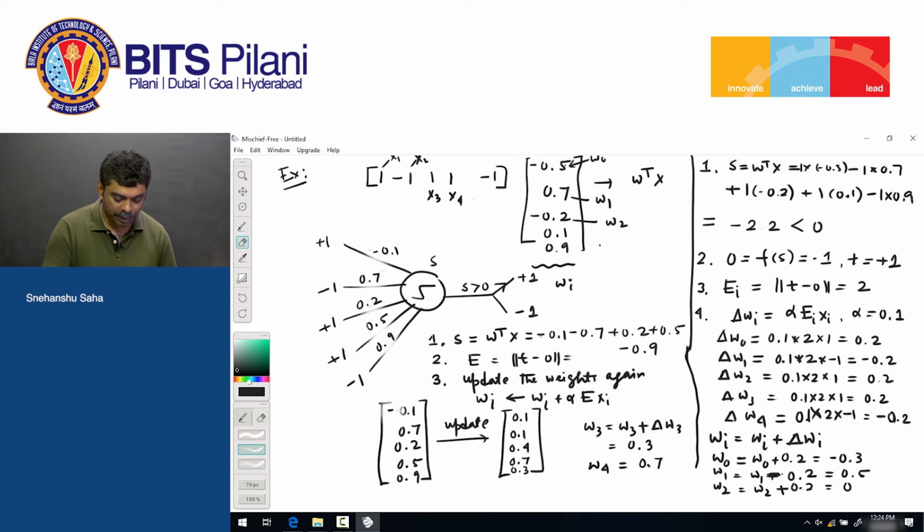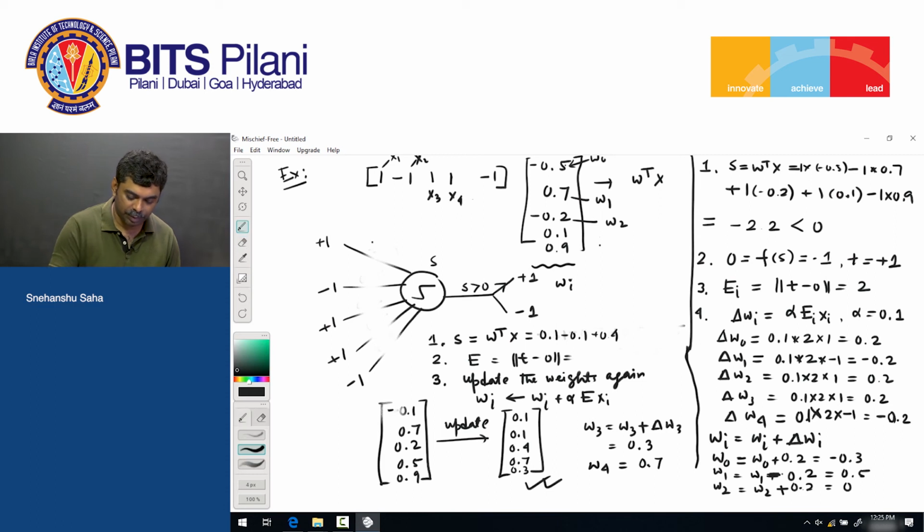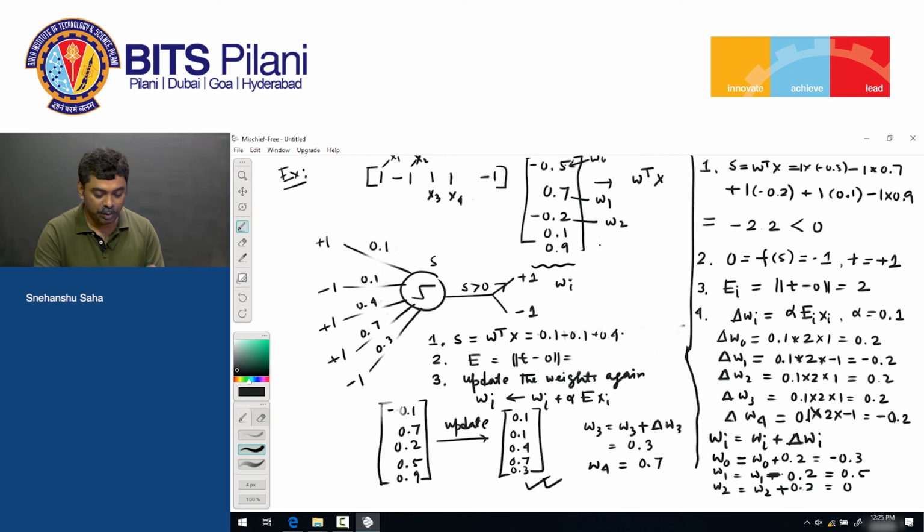Now, at every step I'm going to recompute. So when I recompute with this, I have 1 times 0.1. What I should have done is, I apologize, I update the weights, and when I update the weights, I replace the old ones. So this is 0.1, 0.1, 0.4, 0.7 and 0.3. So this is 1 times 0.1, minus 1 times 0.1, 1 times 0.4, 1 times 0.7 and minus 1 times 0.3.